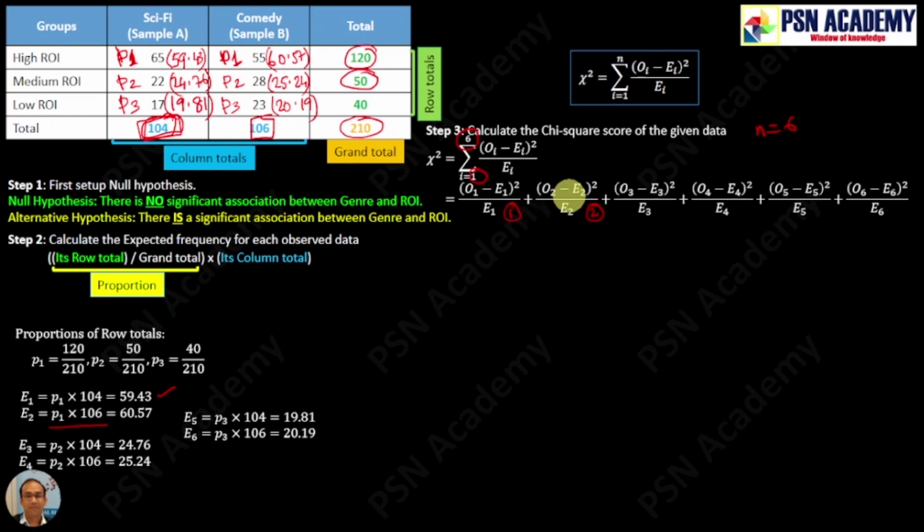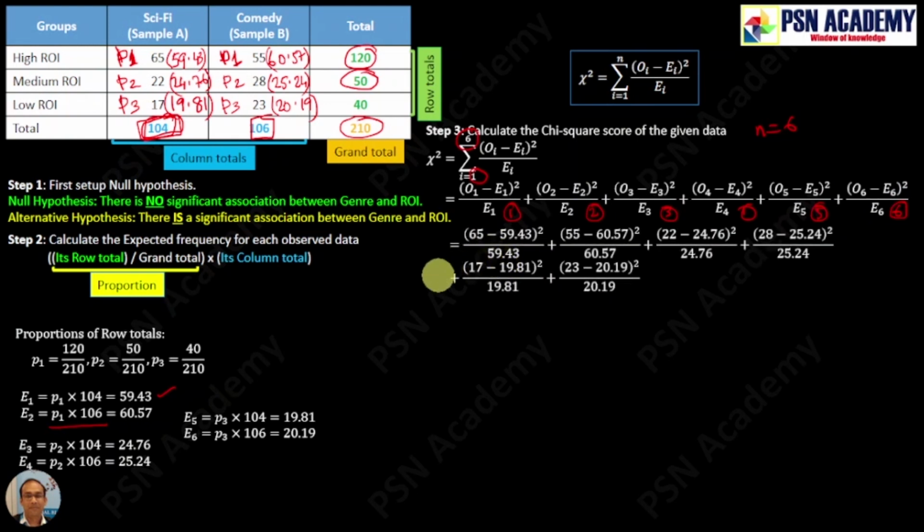This is (O2 minus E2) squared by E2. So in this way, you get the third term, the fourth term, this is the fifth term, and this one is your sixth term, right? Now plug in the values.